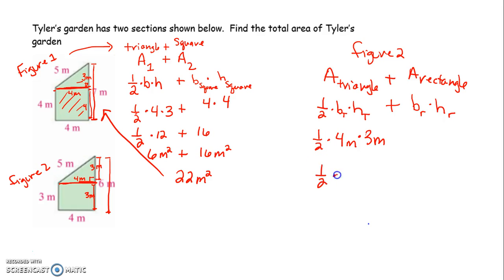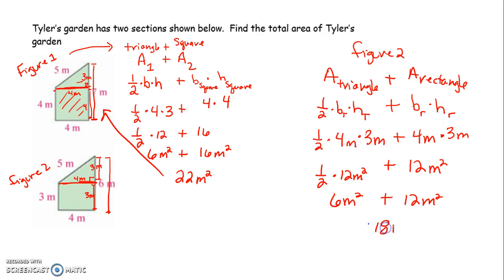Okay, so that's 1/2 times 4 times 3 is 12 square meters. Meters squared, half of 12. Oh gosh, that one's 6 too, which is great. All righty. And then to that, I'm going to add on, I just have to take the base and height of my rectangle. The base of my rectangle is 4 meters times the height of my rectangle is 3 meters. 4 times 3 is 12. Meters times meters is meters squared. 6 and 12 is 18. 18 square meters is the area of figure 2.